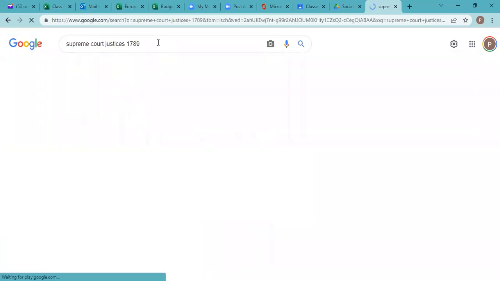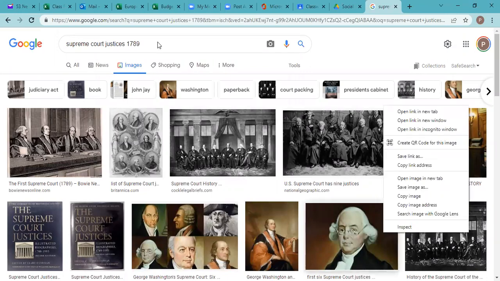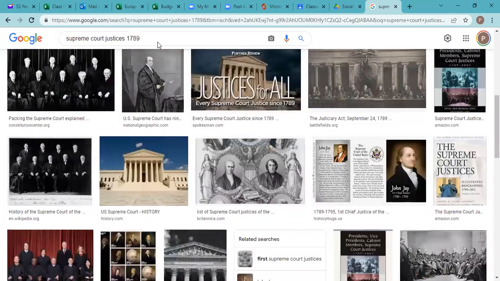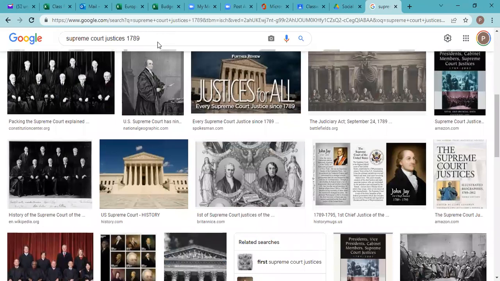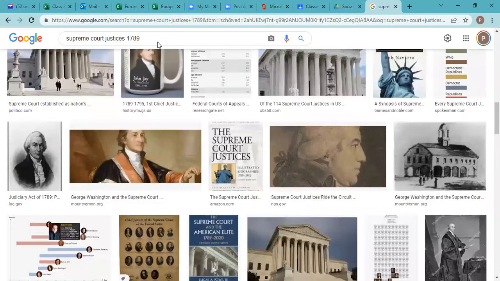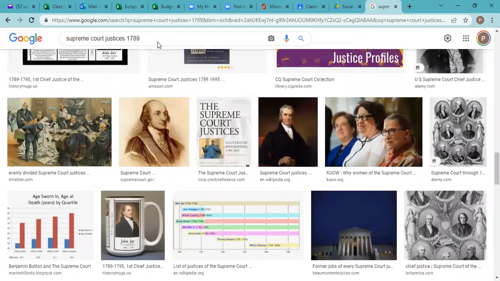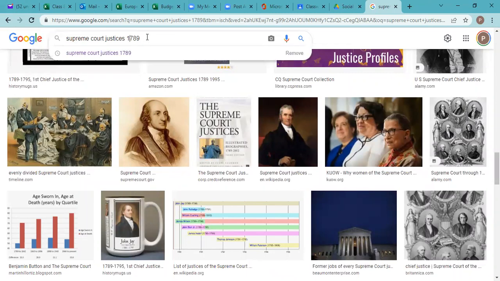See what they look like then at that time. So it said that they only had 6, but I'm not seeing any pictures of 1789. So there probably wasn't any pictures that were taken. They may be drawn in. All right, let's go to 1890.